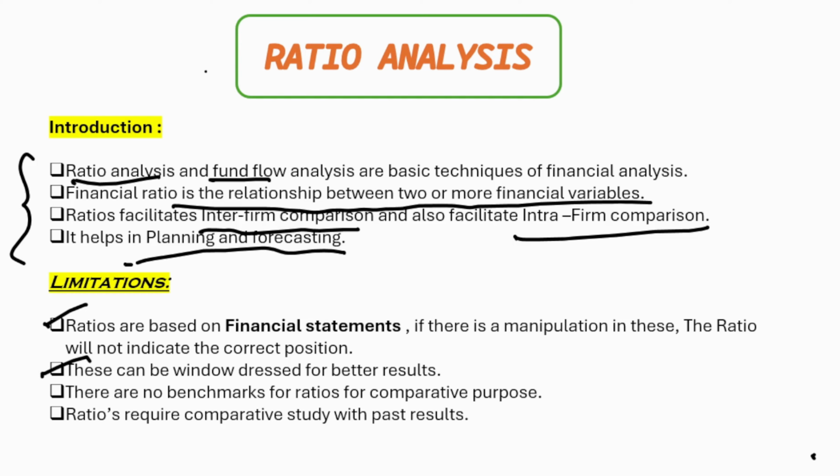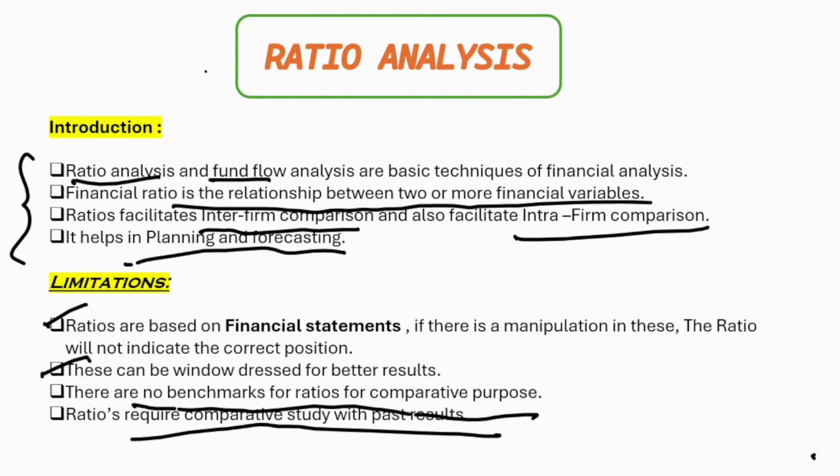And one more point is there is no benchmark for ratios for comparative purposes. This is one of the most important. There is no benchmark for current ratio, for debt equity ratio, for several ratios. We call them some ideal ratios. Those are not benchmarks, and no benchmarks are decided by any authority. So there is no benchmark. Also, this requires past data to compare. As I said, it requires past data. For a new firm or new enterprise there won't be past data. That is also one of the disadvantages of ratio analysis.